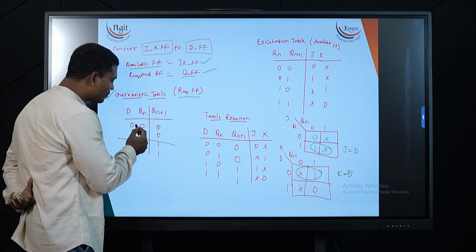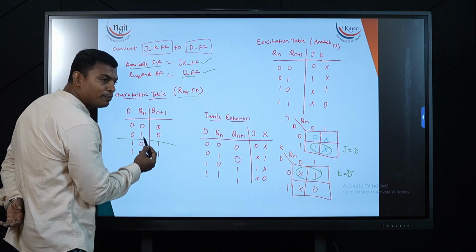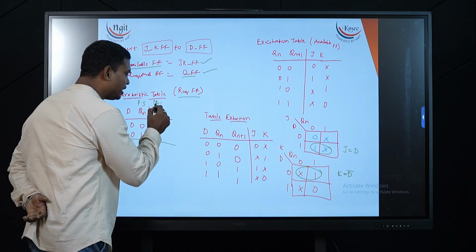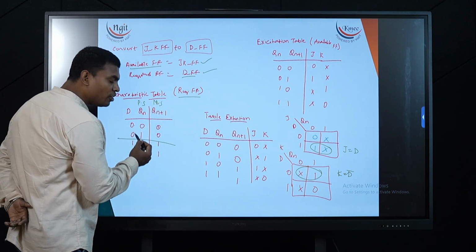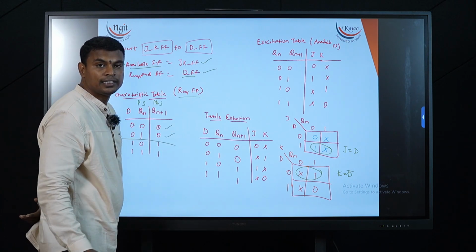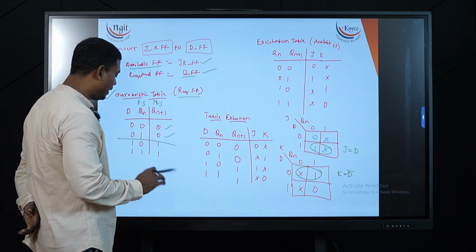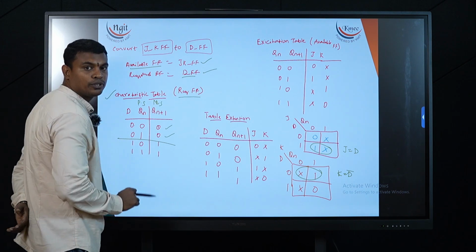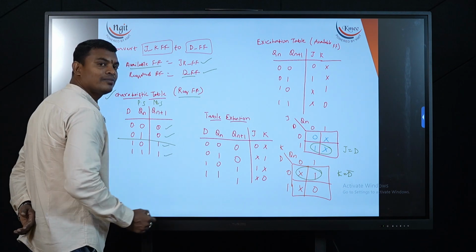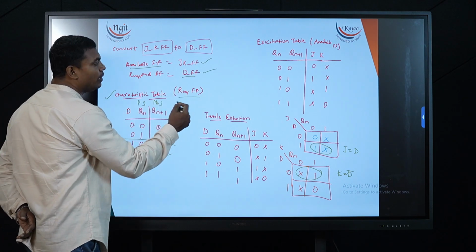Now when 0 is presented as input for my D flip-flop, irrespective of my present state, Qn is my present state and Qn plus 1 is my next state. Irrespective of my present state, my next state is always 0, that is the reset state. That is, if I am providing 0 as input, it is going to produce 0 as my output, right? Next, if I am having 1 as my input, then my next state is always 1. This characteristic table has to be written for our required flip-flop.